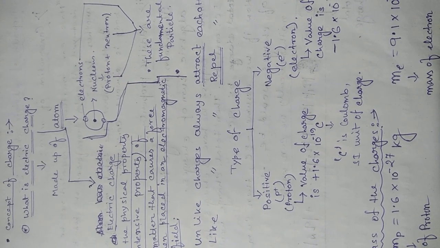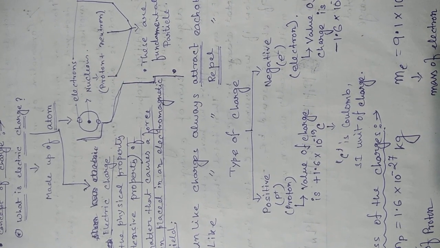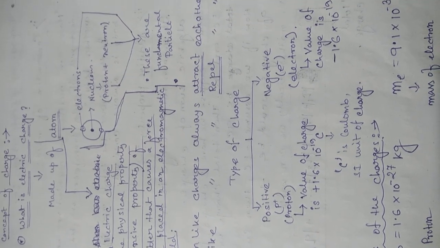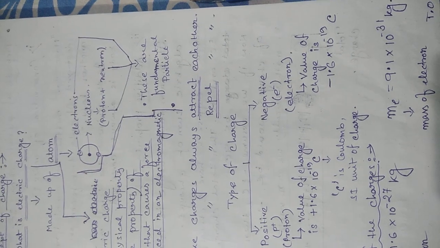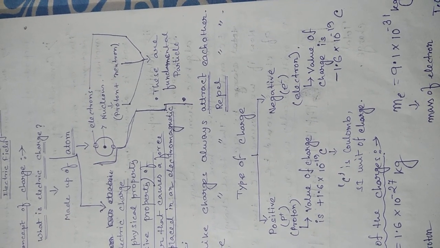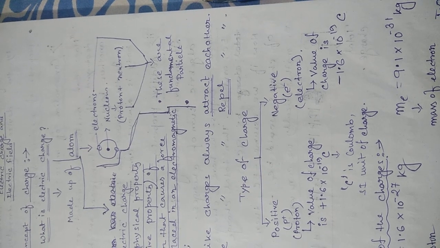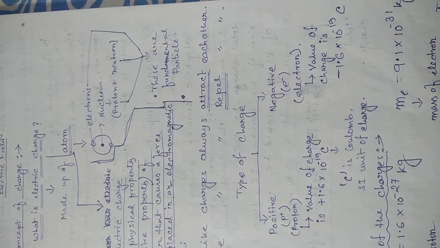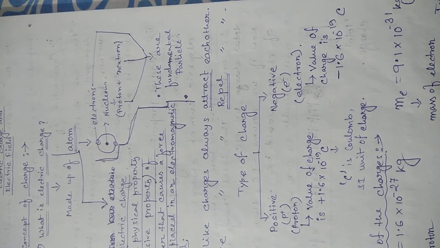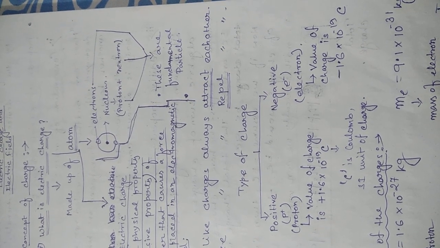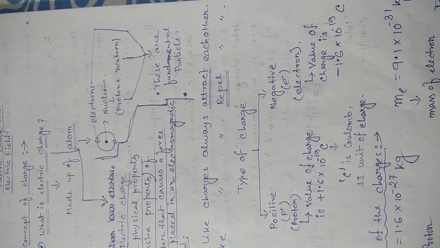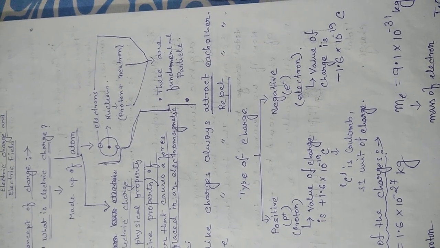The value of the positive charge is 1.6 into 10 to the power minus 19 coulomb. Coulomb is the SI unit of electric charge. And for electron or negative charge, the value is minus 1.6 into 10 to the power minus 19 coulomb. So from here we see that the magnitude of the charge for positive and negative is the same, only the difference is their sign. When we talk about the positive, we use the positive sign, for negative we use the negative sign.